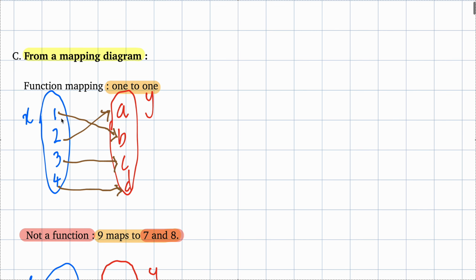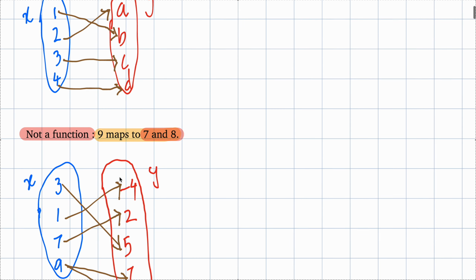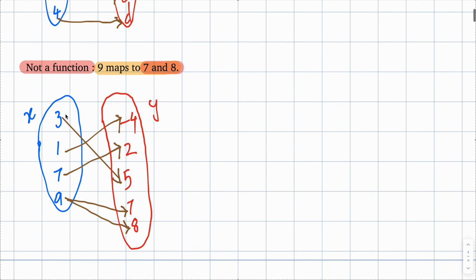Let's take a look at this from mapping diagrams. Function mapping should be one to one. Let's look at this. 1 goes to B, 2 goes to A, 3 goes to C, and 4 goes to D. It can't be like 3 goes to C and D. That would not be a function. Like this. 3 goes to 5, but look at 9, 7, and 8. Two outputs, so it's not a function.